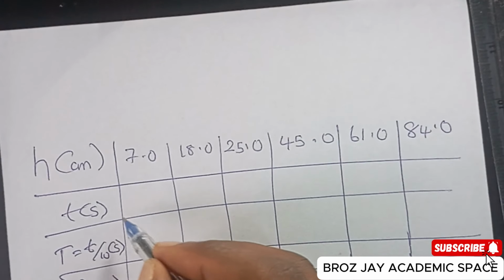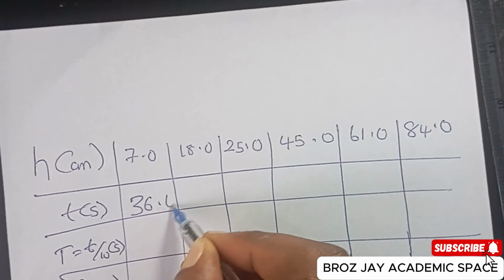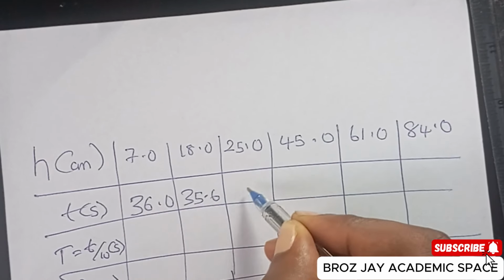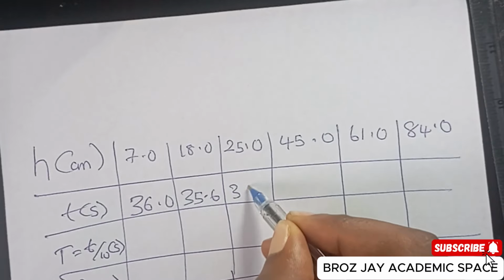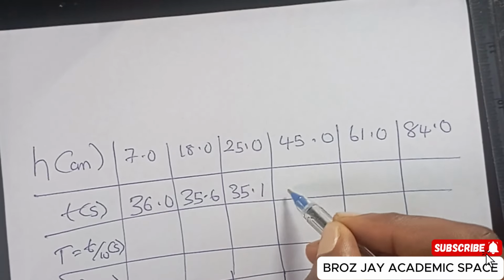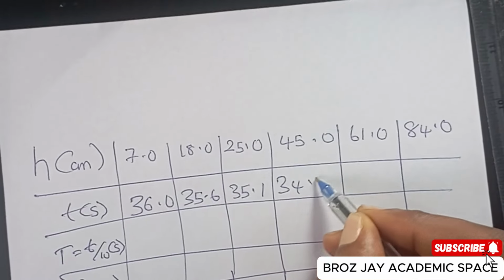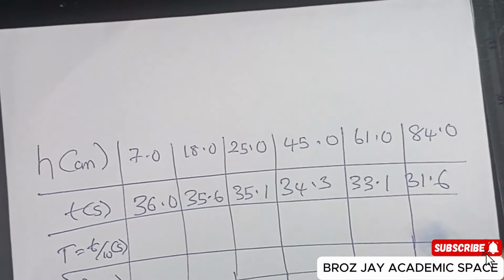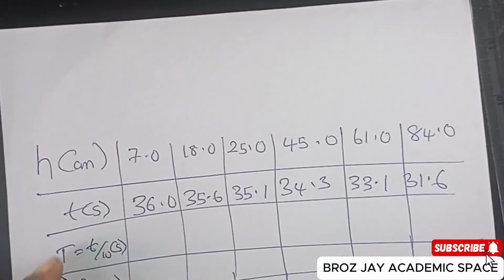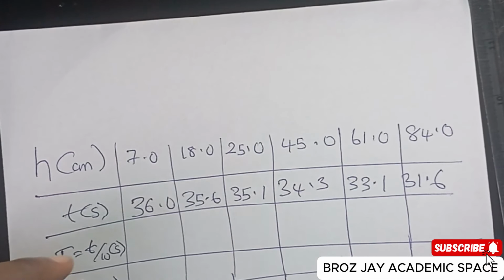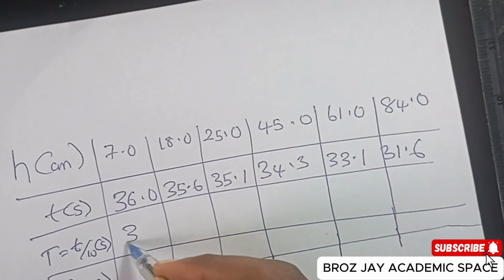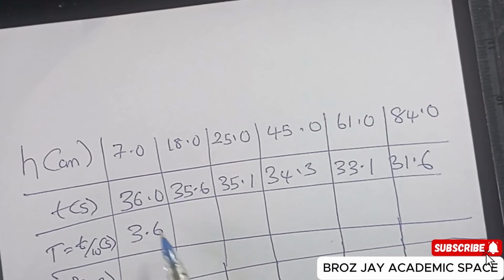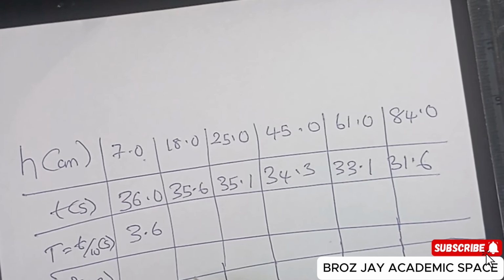So we have this already given to us: 36.0, 35.6, 35.1, 34.3, 33.1, 31.6. And the next one is what? This t here, we divide it by 10. If we divide this t by 10, we'll have 3.6. Remember, I told you guys it should be in one decimal place if you started with one decimal place. So if you are filling this table, everything should be in one decimal place.